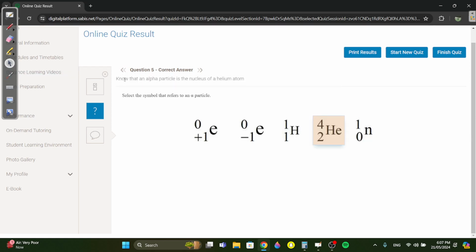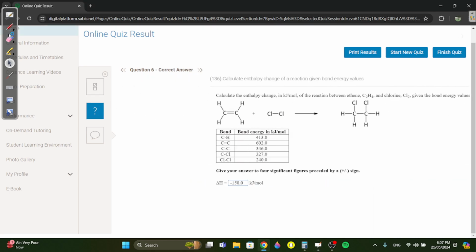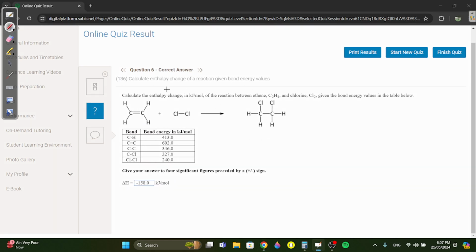Nothing on Earth has a 0 mass. It has a small mass, but we just don't write the mass up here because it's 0.0000000, so they just call it negligible. Question 5, which one here is an alpha particle? You all know it's helium.